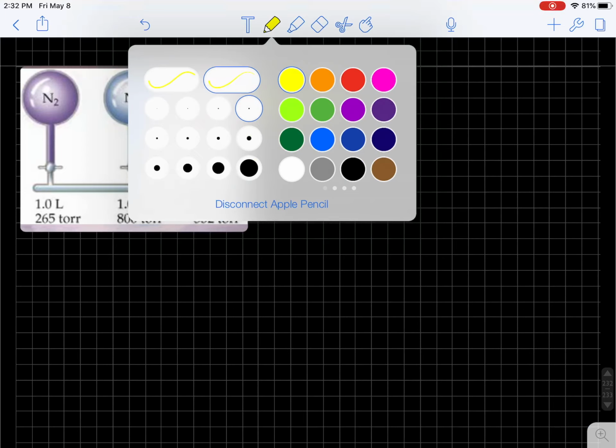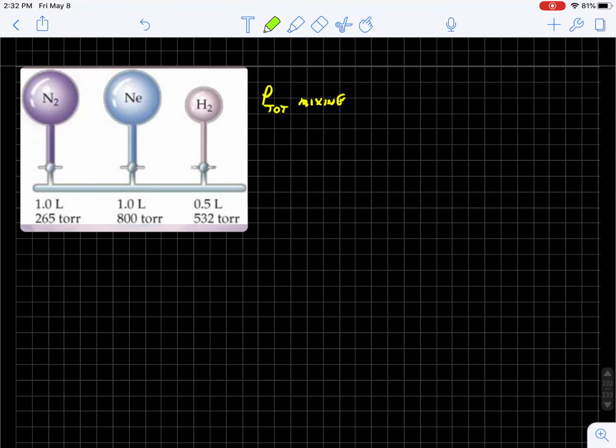All right, so what do we do? First thing we have to do is adjust the partial pressure of each gas. As soon as we open up the valve, the partial pressure of nitrogen is no longer going to be 265 torr. It's going to drop. So we have to calculate how much it drops, and we use Boyle's law in order to do that. So we need a new partial pressure. So we solve for P2, and then we substitute in.